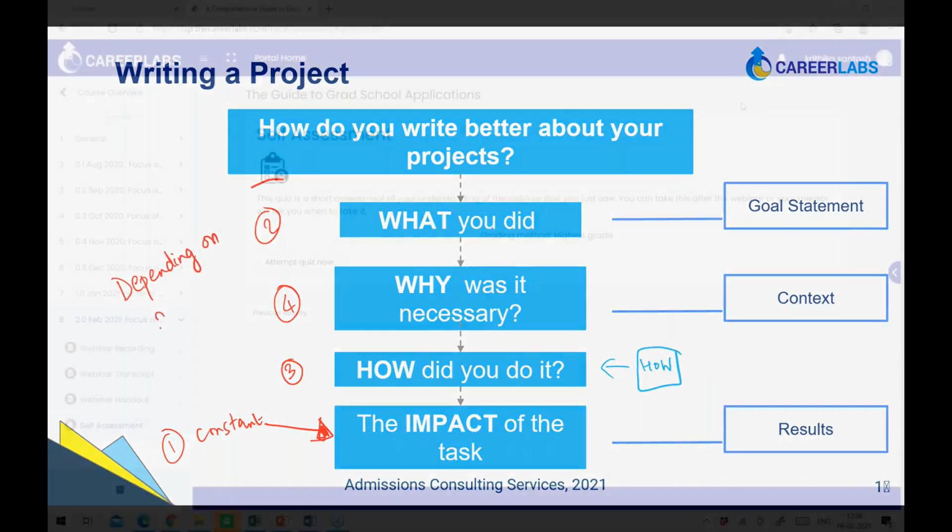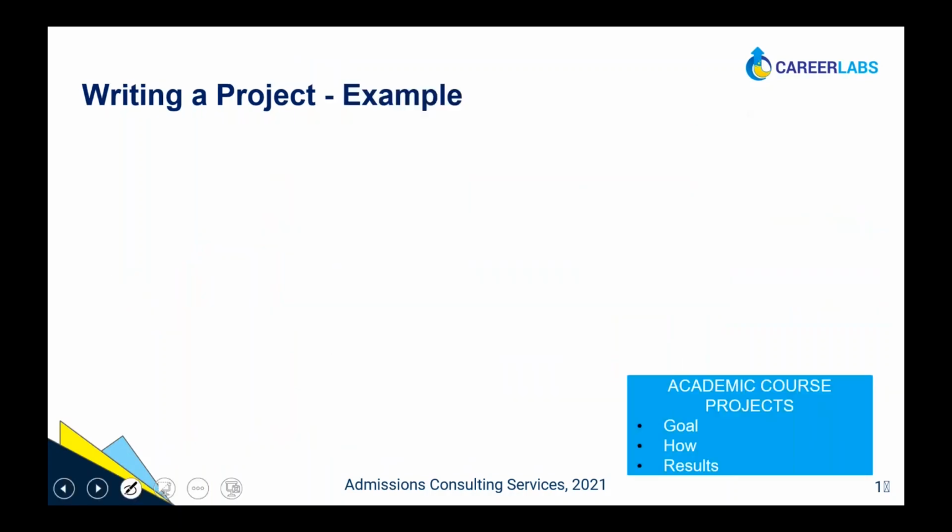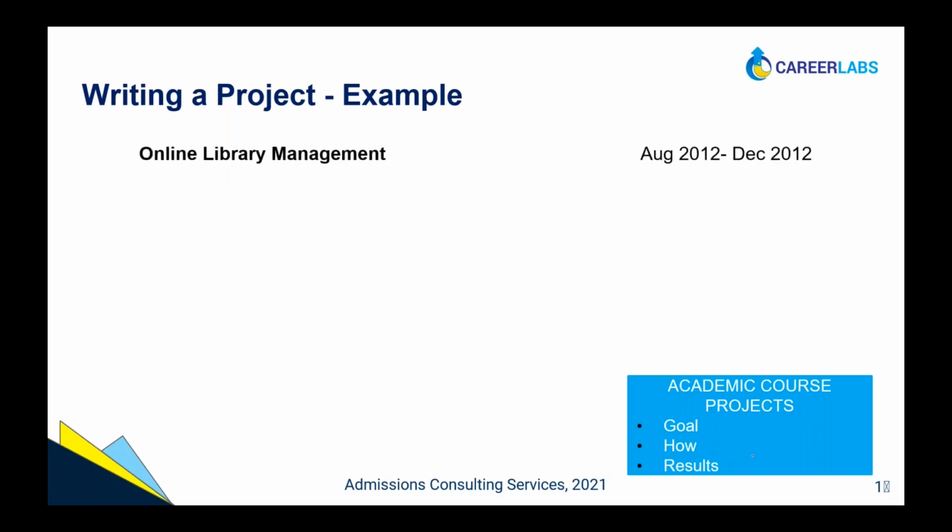Okay, what happened? Write the projects based on these aspects. So depending on the space, we always want to highlight the results. If we have more space, we're going to keep the goal and the results. If you have a little bit more space, we're going to talk about the goal, how we did it, and the results. And if we have a little bit more space, we'll talk about the goal, give a brief context, and then this one. So let's look at the projects. Example of a project. Keep in mind that you always have a goal, how, and the results, majority of the time.